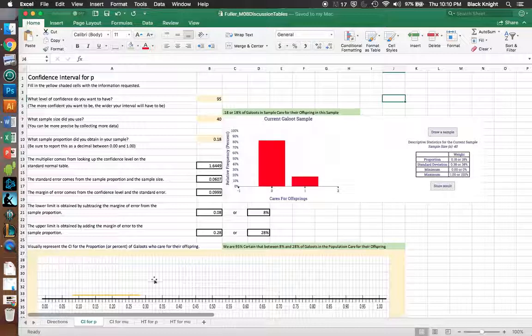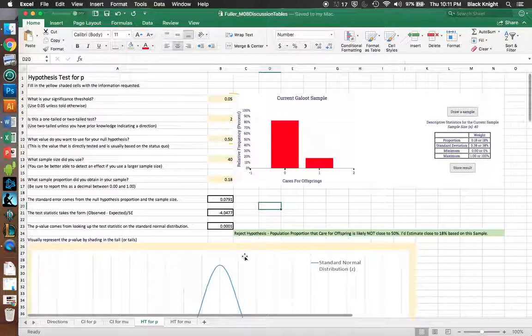So down here on the number line, I've marked that in this range. Now the estimate was 50% of them were caring for their offspring, so that would be way over here, sitting pretty significantly outside of our confidence interval. That'll come into play a little bit later. I'm going to hop over to the hypothesis test for P so we can look at that real quick and compare them.